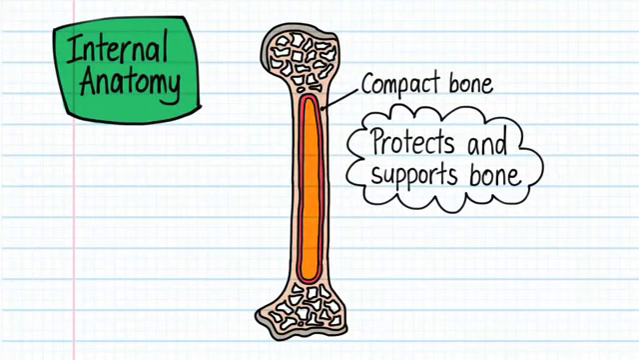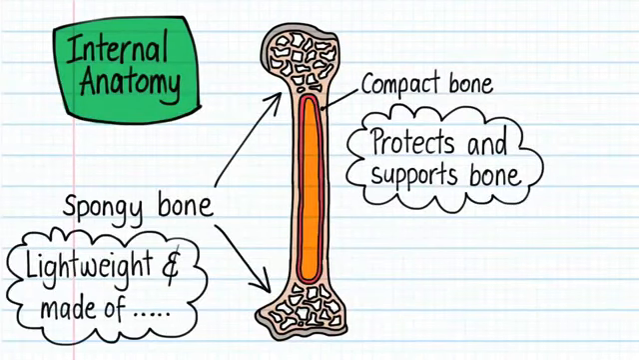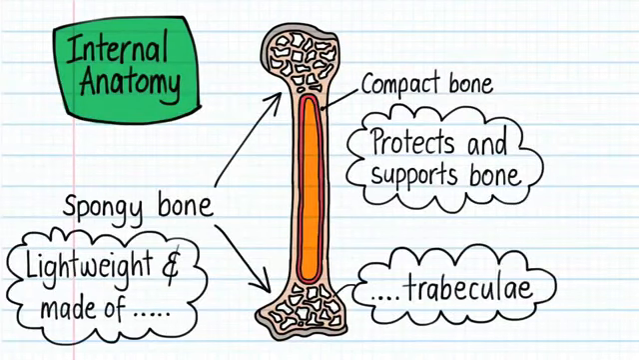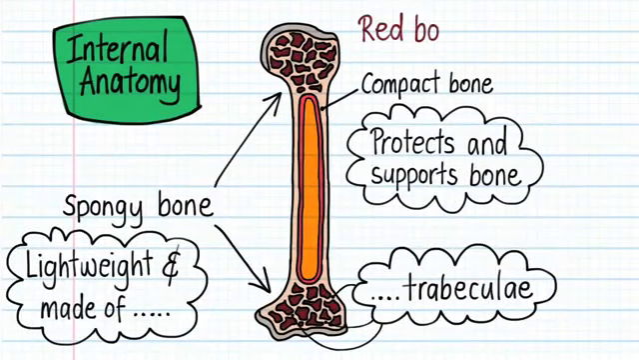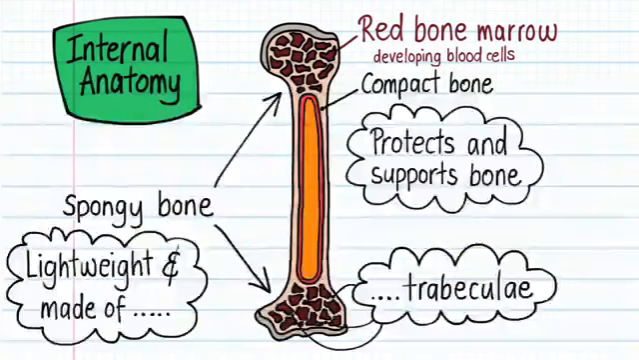The epiphyses are made of spongy bone, which is lightweight and made of a latticework of irregular sheets of bone called trabeculae. Filling the spaces between these trabeculae is red bone marrow. Red bone marrow is mostly composed of developing red and white blood cells and platelets.